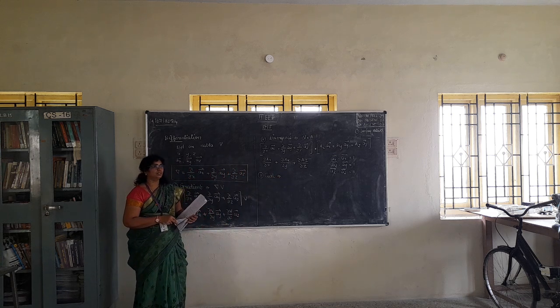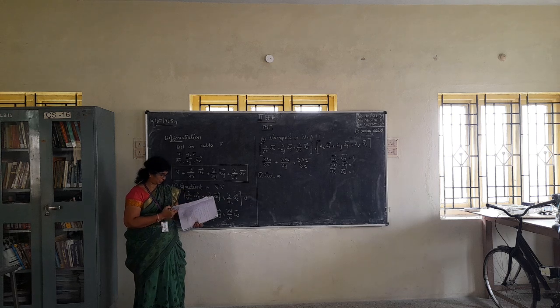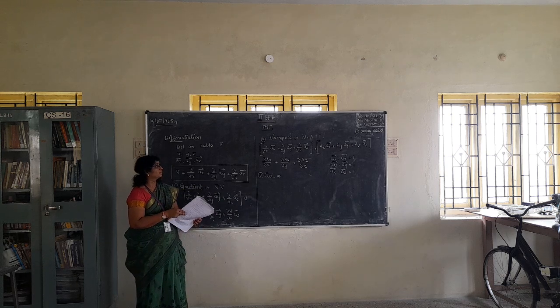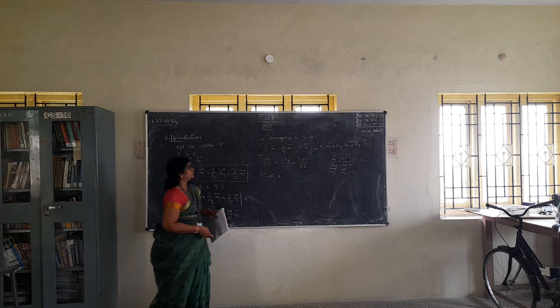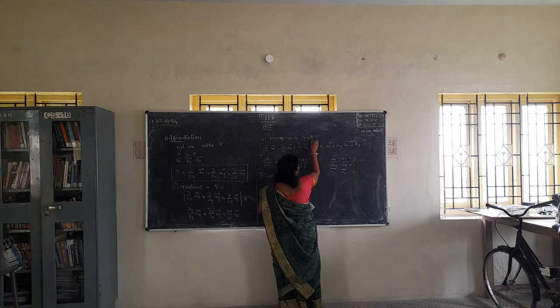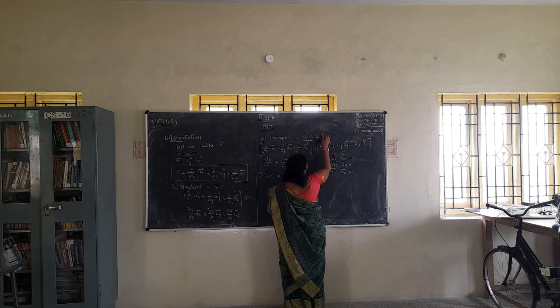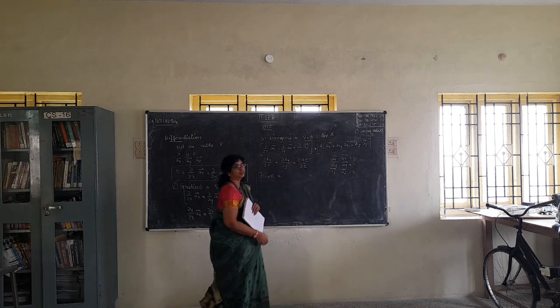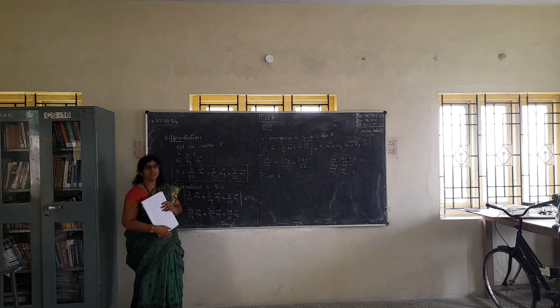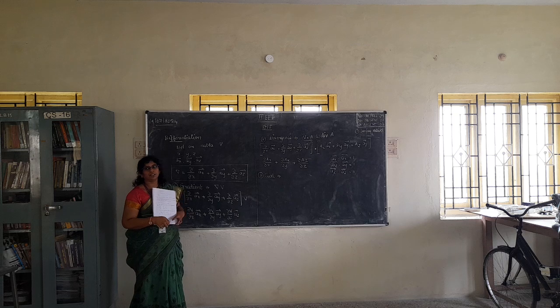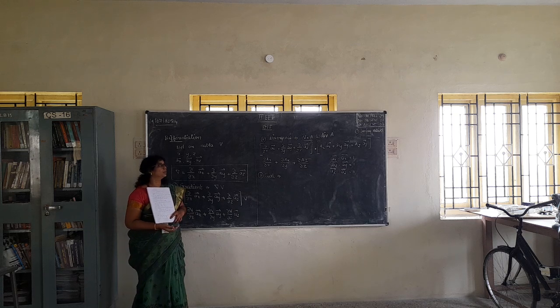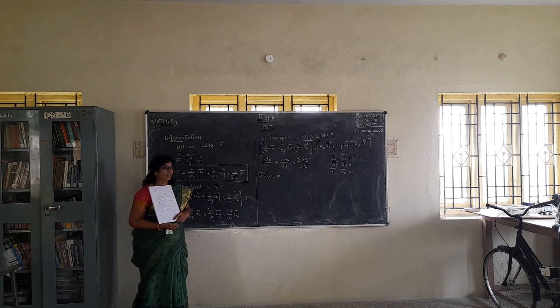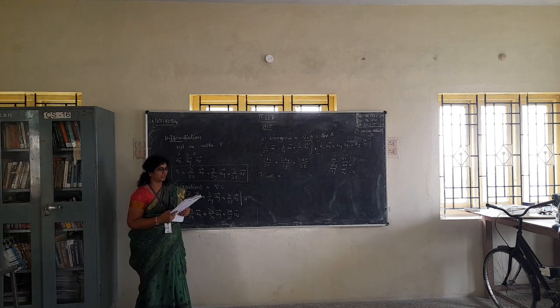Third one, curl. See, this can be short formed as divergence of A. Del dot A can also be called as div A, divergence of A. Next one, curl.